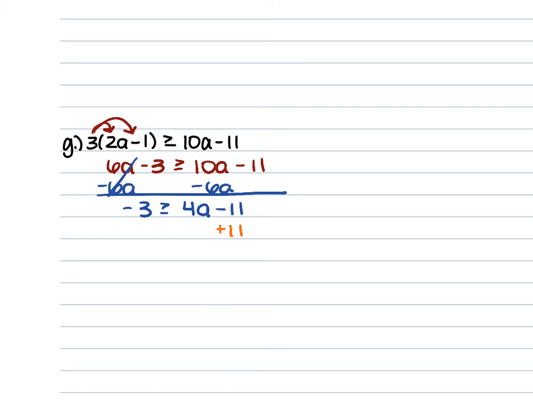I add that 11 to both sides next. And we get 8 is greater than or equal to 4a. We divide each side by that 4, and we get that 2 is greater than or equal to a. We just rearrange these terms to be a is less than or equal to 2, and then we're done.